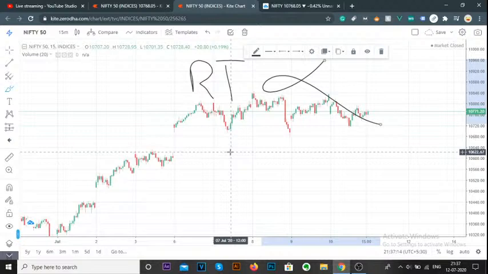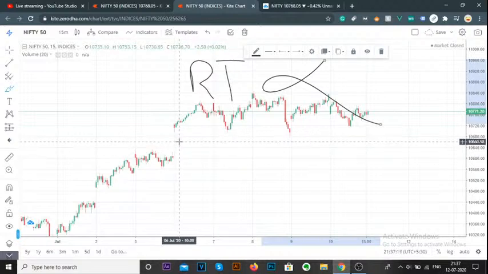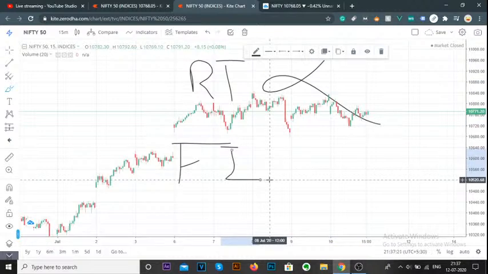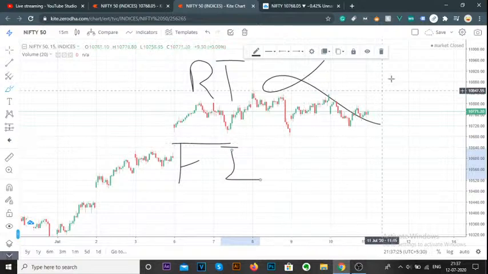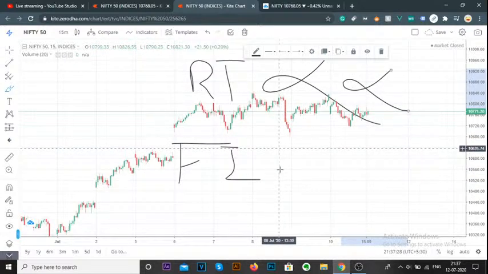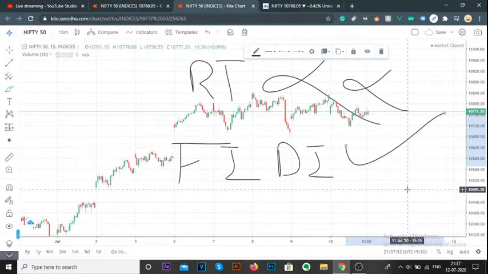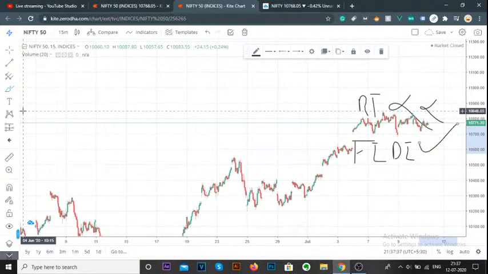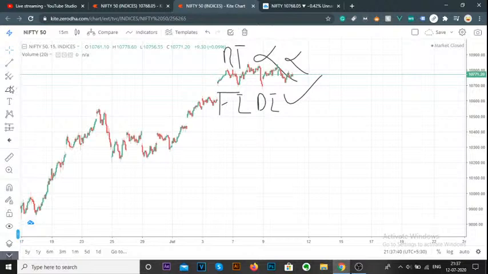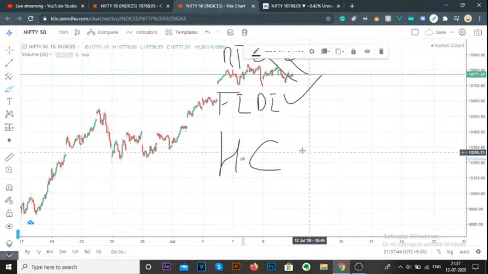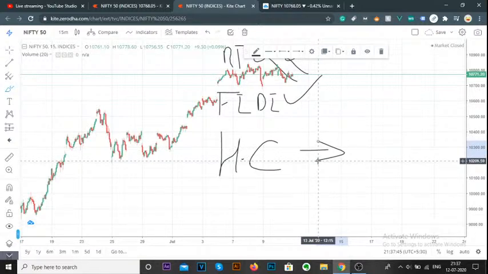If I'm talking about the stock market, big institutes like FIIs and DIIs make the majority of the money. Retail traders fail every single time. The answer is simple. Why? Because the first point is they have huge capital. Second, they concentrate on larger time frames.